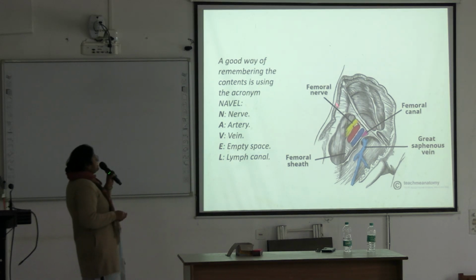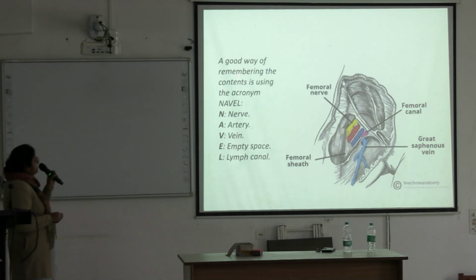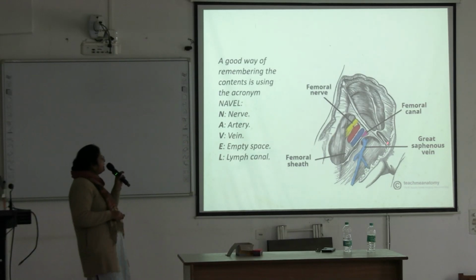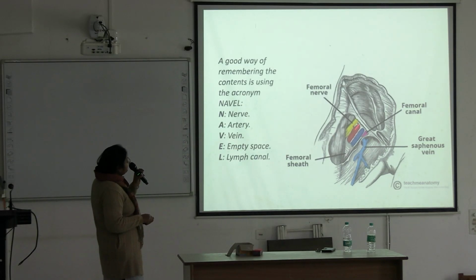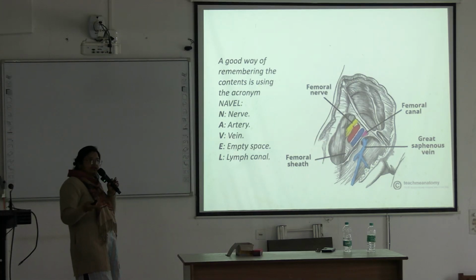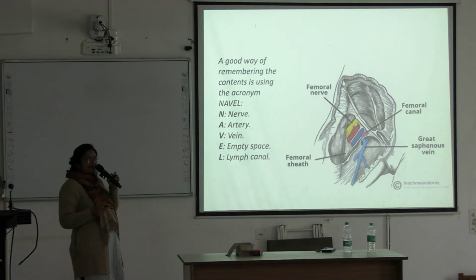So you can remember the relations from lateral to medial as NAVL. Femoral nerve is most lateral. Then within the femoral sheath lie the femoral artery, femoral vein, and the empty space, the femoral canal, and then the lymphatic channel. The lymphatic channel is medial to the great saphenous vein.